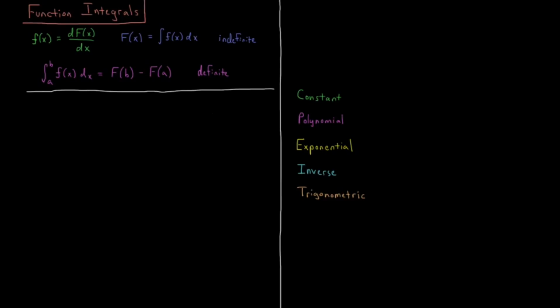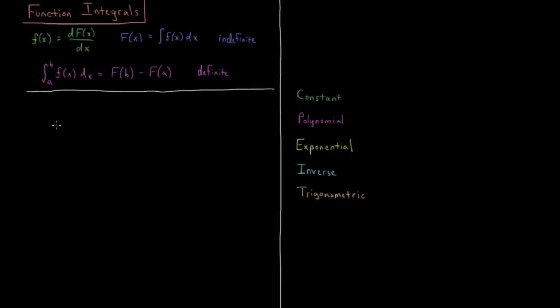This video will look at some of the basic rules for integrating some common functions. So we have our f of x, which we have defined as the derivative of some function capital F of x. And therefore the relationship between f and little f is that big F equals the indefinite integral of f of x dx. We also have the definition of a definite integral, where the integral from a to b of f of x dx equals the value of big F evaluated at b minus the value at a.